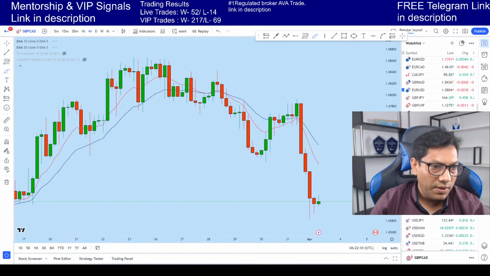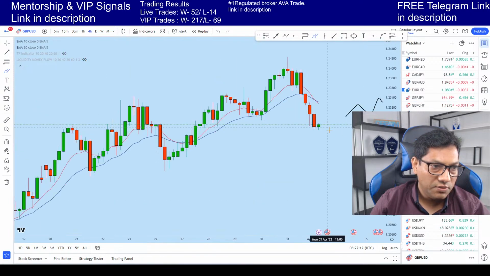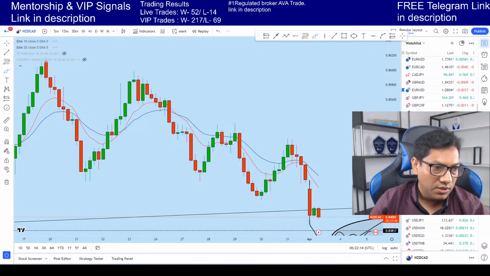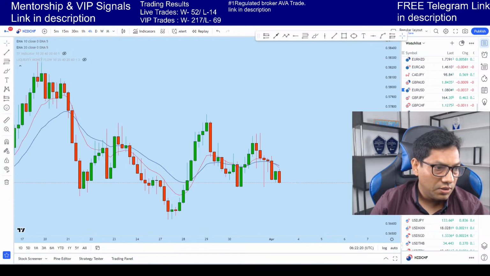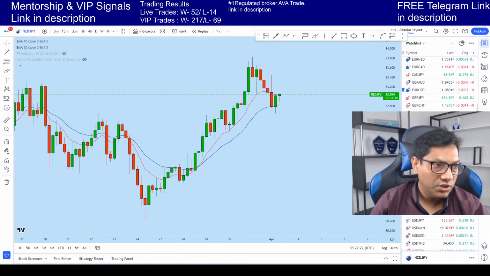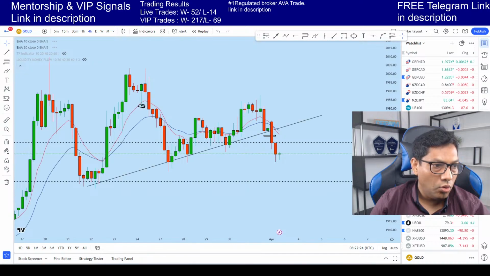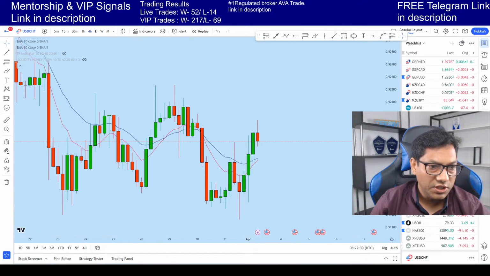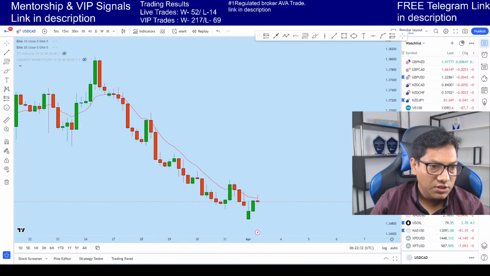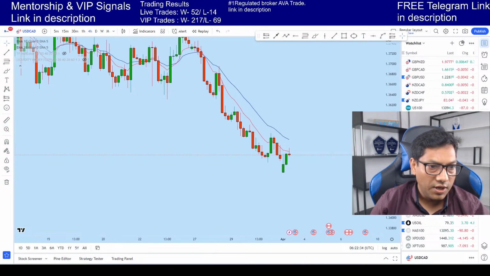Looking at all of them just quickly, GBP USD is now in a pullback. NZD CAD also looks bearish. NZD CHF also looks bearish. Gold is now going up for a pullback, which is needed. USD CHF, NZD USD, dollar CAD.